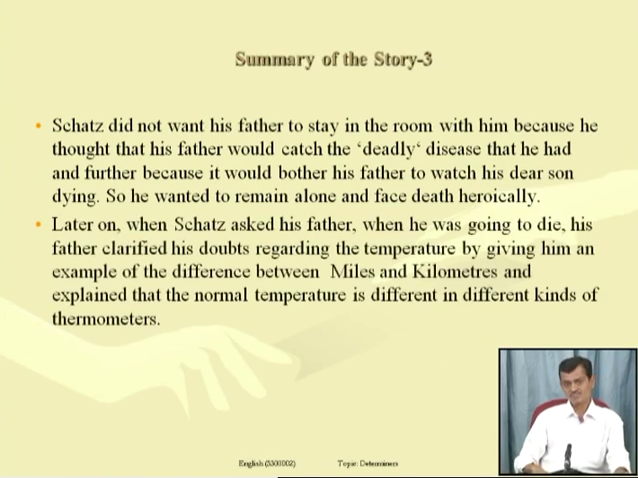Later on, in the end of the story, Shaz asked his father when he was going to die. His father clarified his doubts regarding the temperature by giving him an example of the difference between miles and kilometers and explained that the normal temperature is different in different kinds of thermometers.